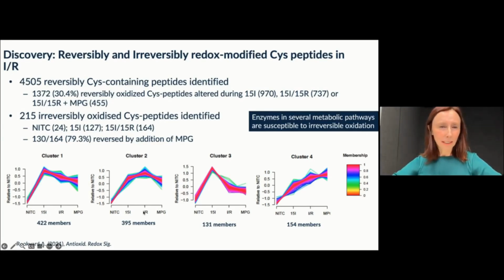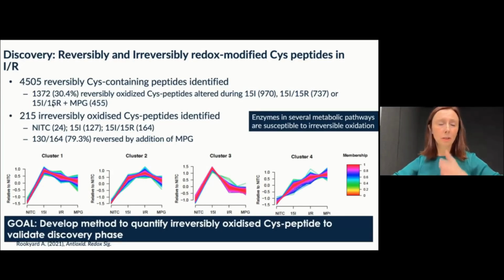What we were able to see was that MPG was able to prevent over-oxidation just by being there during our reperfusion insult, which came after our ischemic insult. The proteins that we identified as particularly at risk of being over-oxidized were enzymes, and the cysteines that were involved were actually quite interesting.